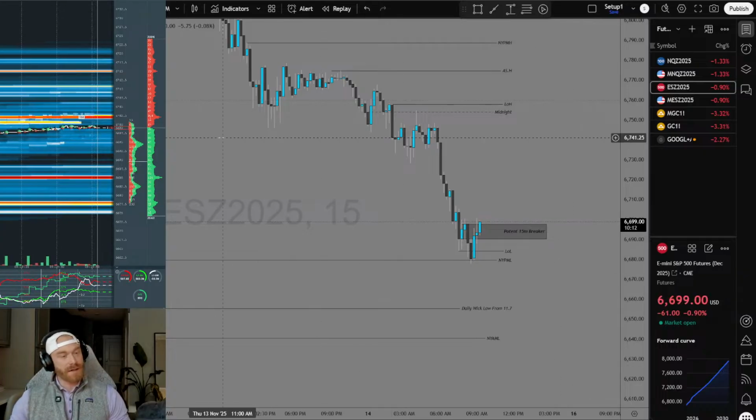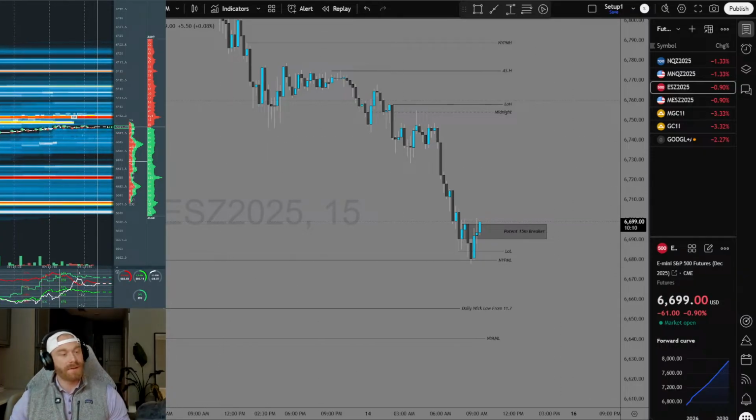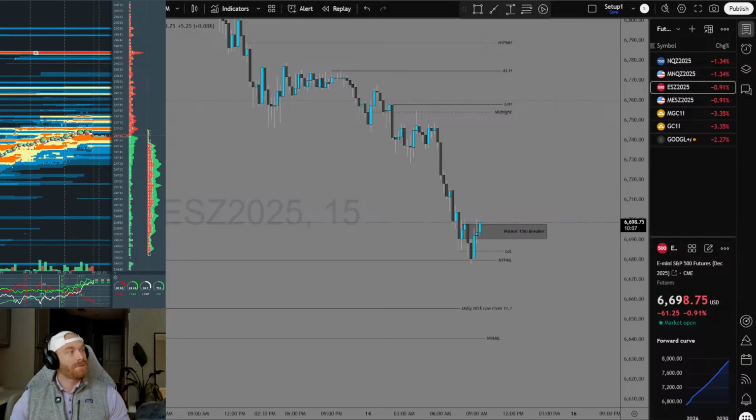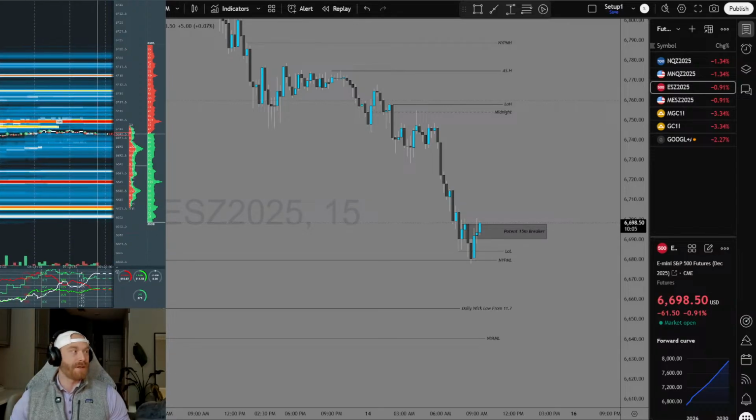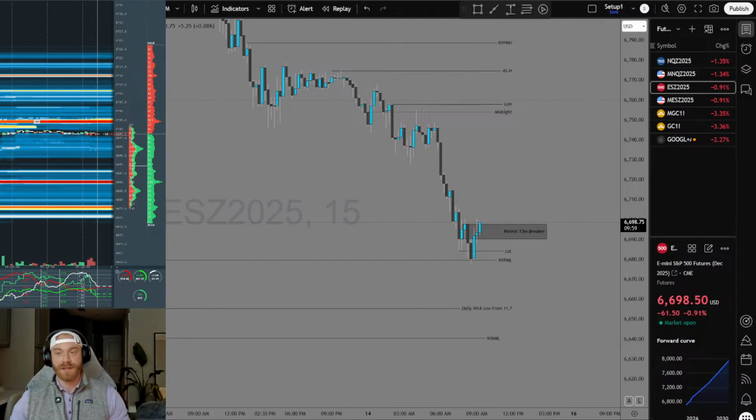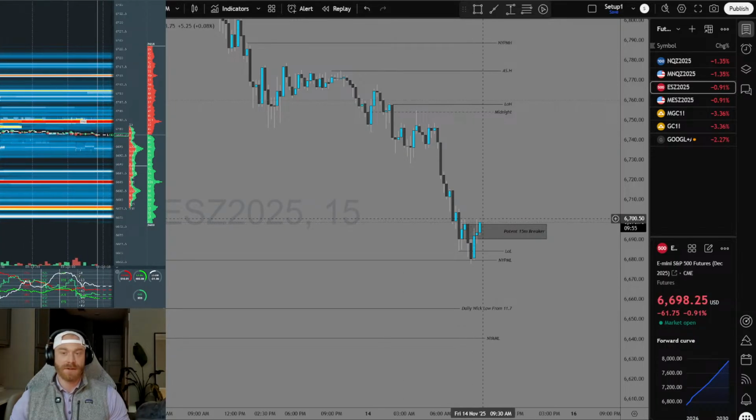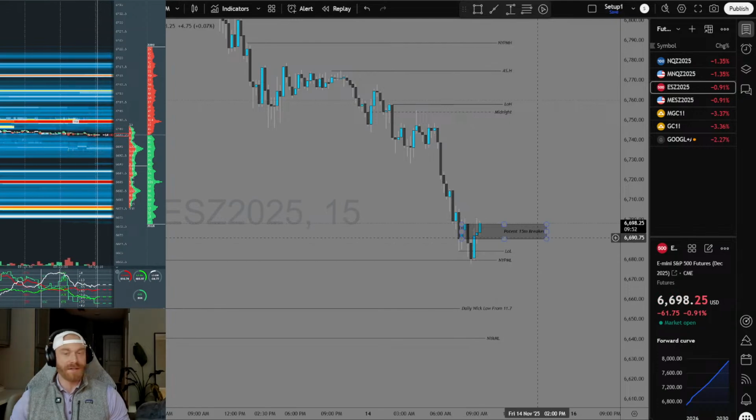Bookmap is on ES right now. Are you asking to see it? It's pretty thin, man. There's not a whole lot going on there. On ES, there's some orders stacked at 6702.50. So this level, right above where this candle is, is basically where we need a closure to get this as a valid breaker.